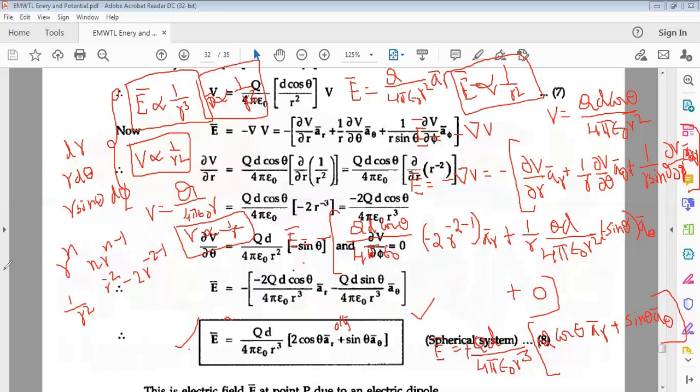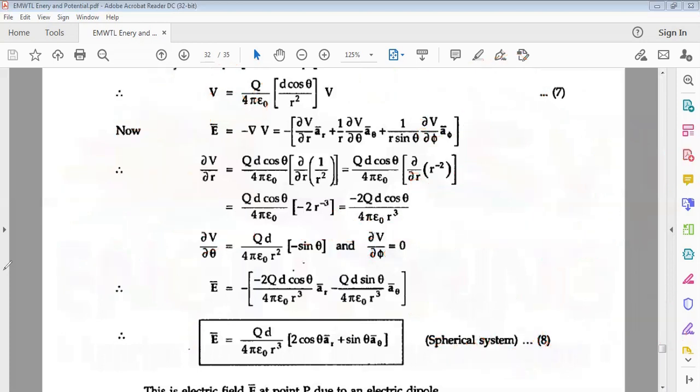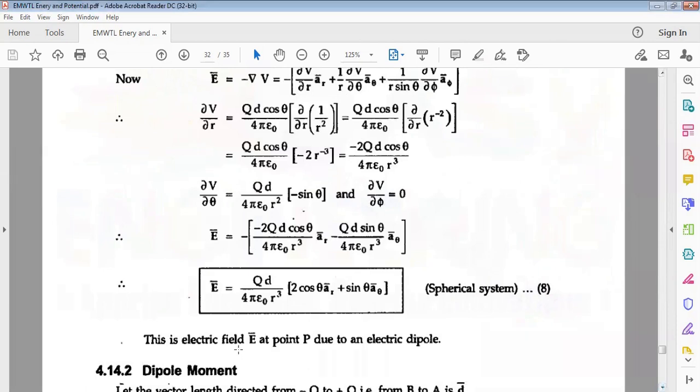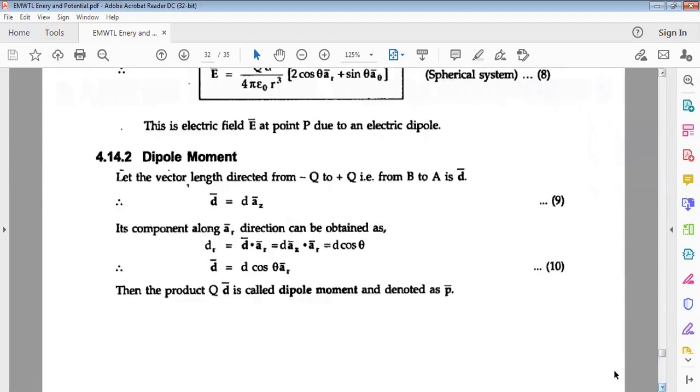Got it? So it's a very important topic, the electric dipole, for electric field intensity and the potential V. This is the electric field intensity E bar at point P due to an electric dipole. E bar is equal to q d by 4 pi epsilon naught r cube, 2 cos theta into a r bar plus sin theta into a theta. Got it, my students? And the next topic is the dipole moment.